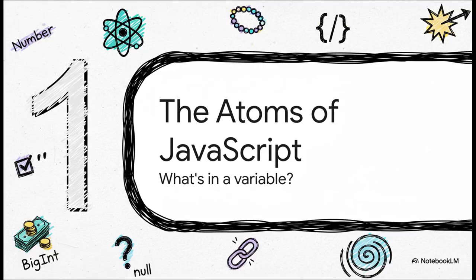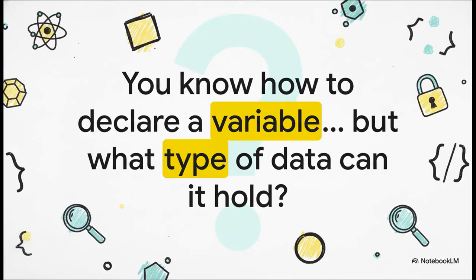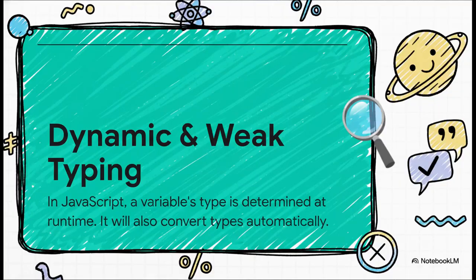All right, so let's talk about what's actually going on inside those variables we've been creating this whole time. You know that a variable is kind of like a box, a container. But in JavaScript, the language is super flexible about what you put in that box and when. And that flexibility points to a really core concept of the language. See, JavaScript is what we call a dynamically and weakly typed language.